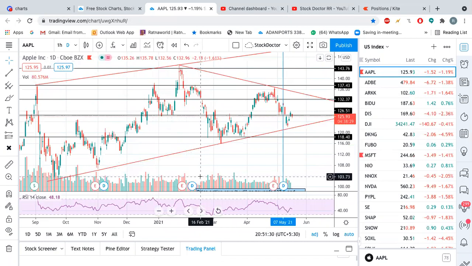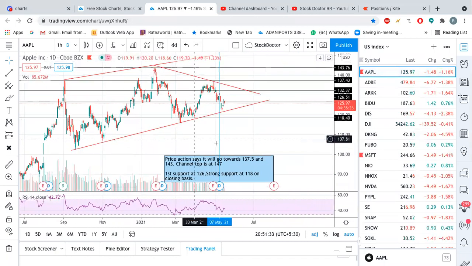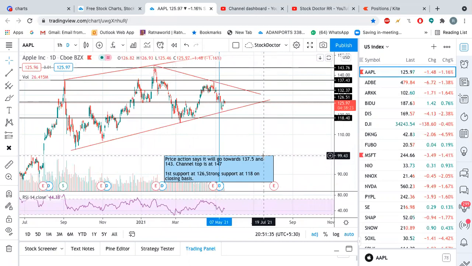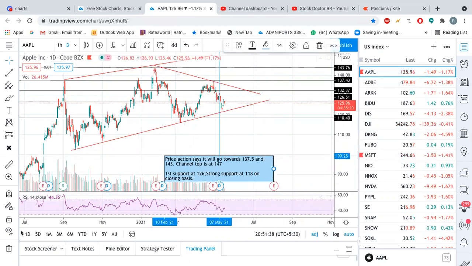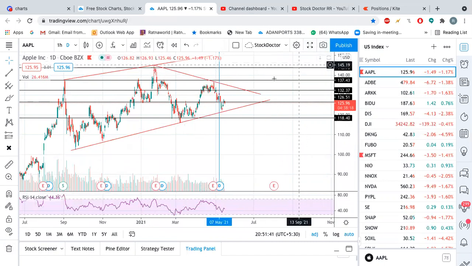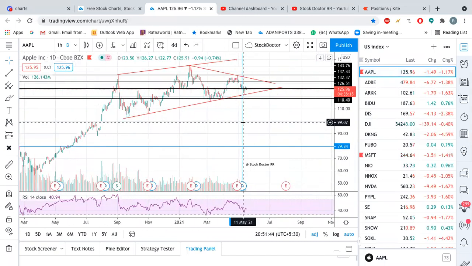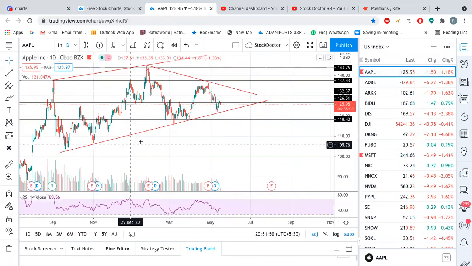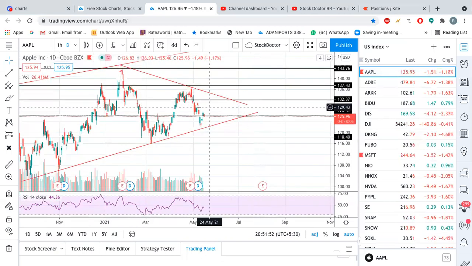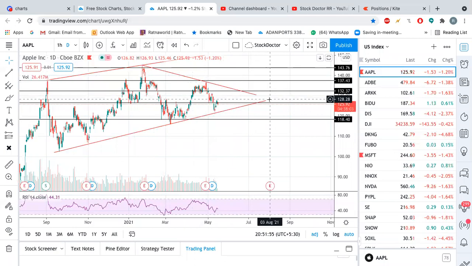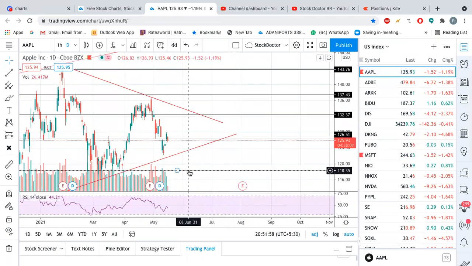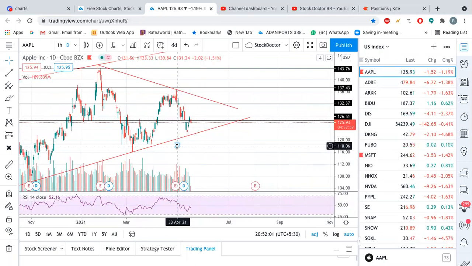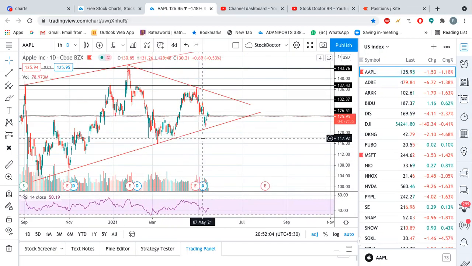So if we see Apple here, let me remove some of the stuff here. Right now, if you can see, Apple has this trend line. This is the long-term trend line, and this is the resistance trend line for Apple. Currently, Apple has a very good long-term horizontal support at 118, and the trend line support is coming near 121, 122 levels.